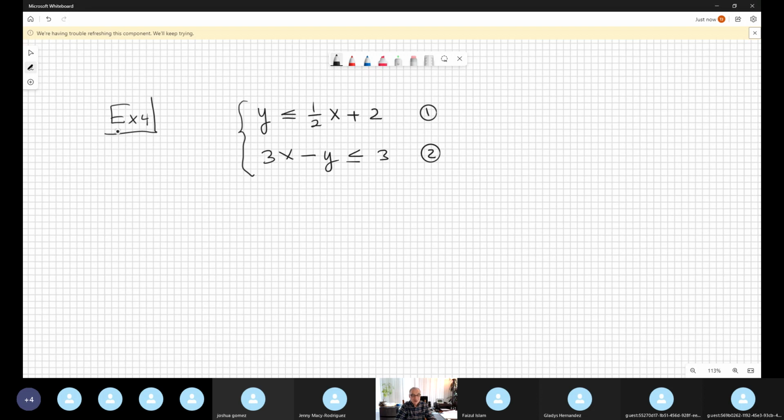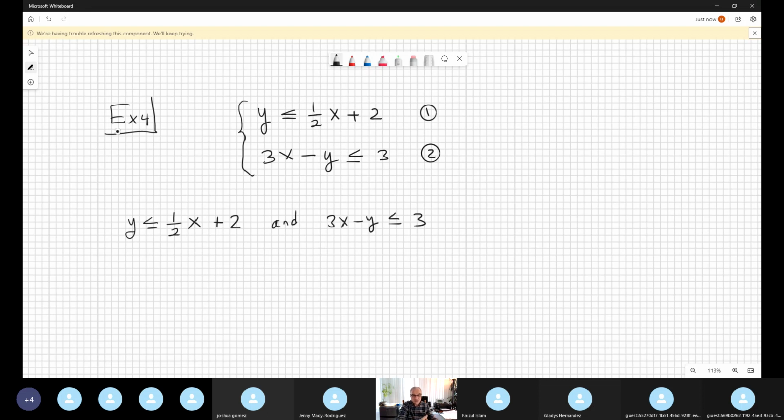Now it's obvious when you write it like that, with no specification, that we need to solve both: y less than or equal to 1/2 x plus 2, and this conjunction is not specified, but by default you need to know it's like that, and 3x minus y less than or equal to 3.